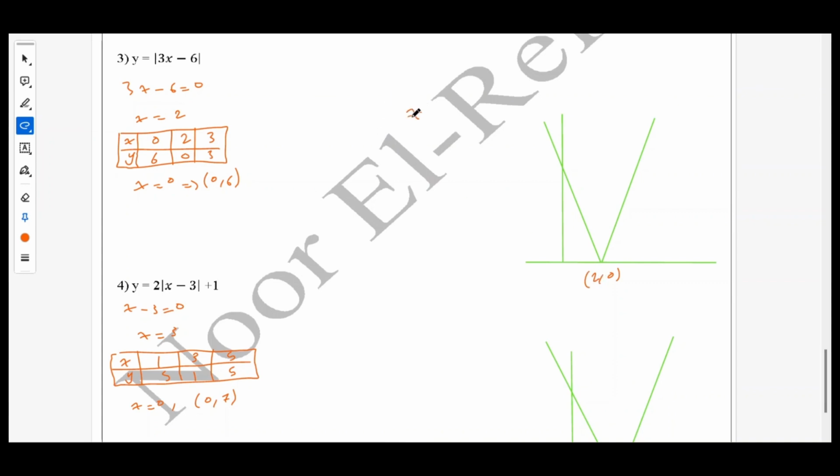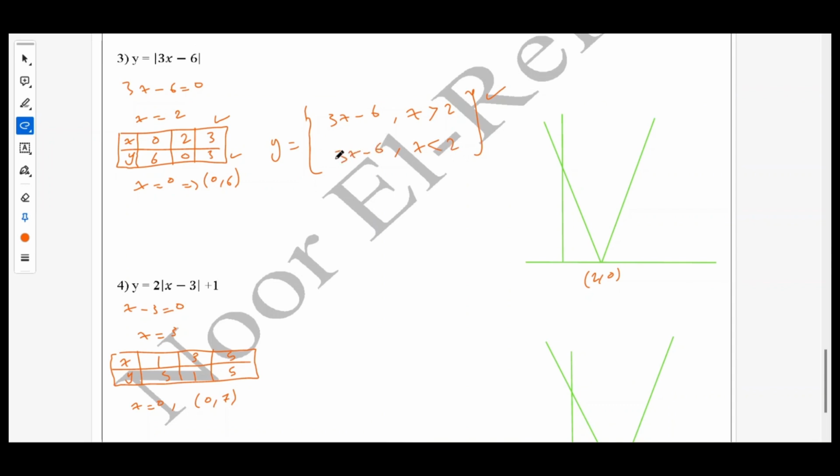So x more than 2, x less than 2, 3x minus 6. I'm going to choose a 3. 3 by 3, 9, minus 6 gives me 3. So there's no problem for the increasing part. Let's move to the decreasing part.